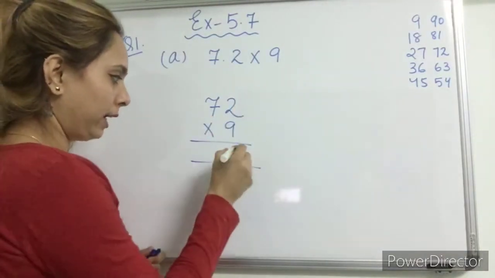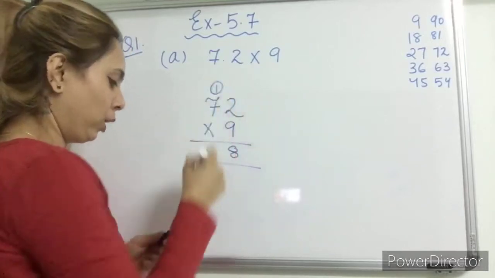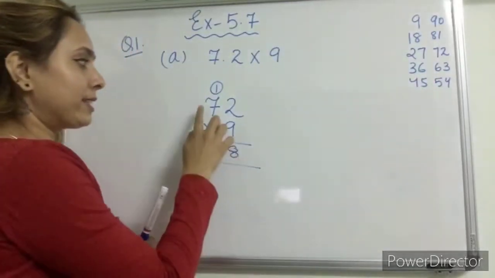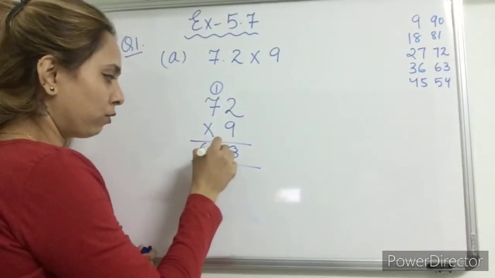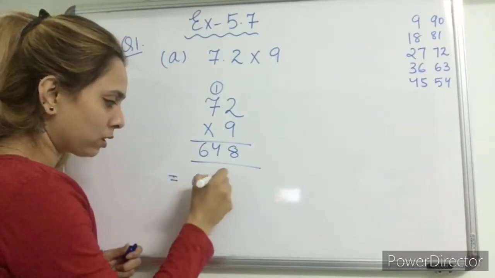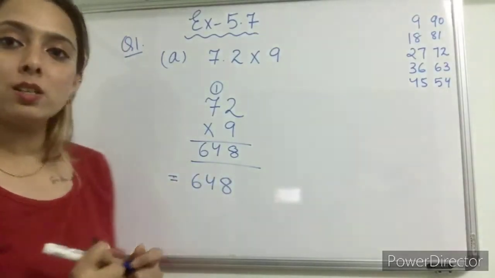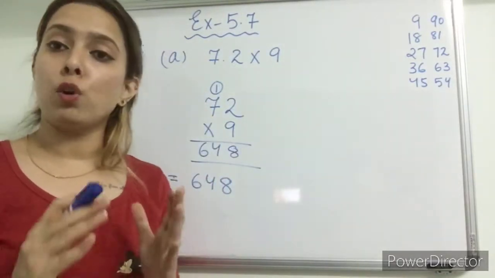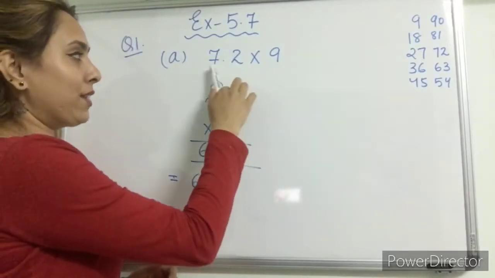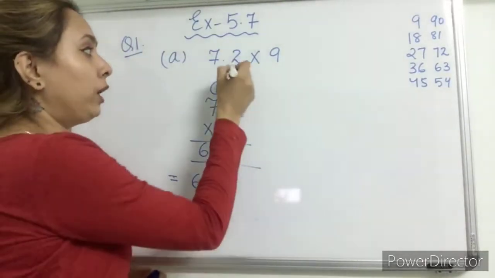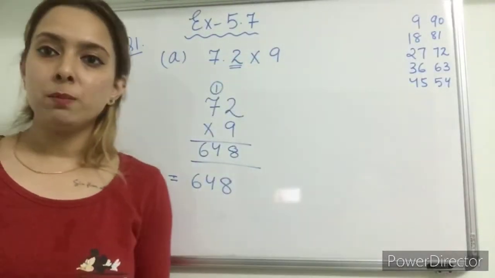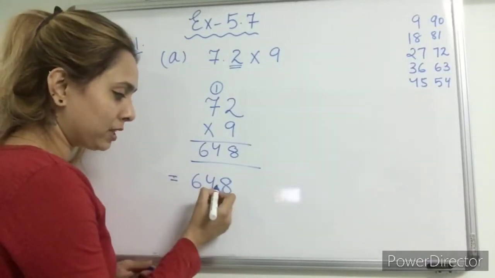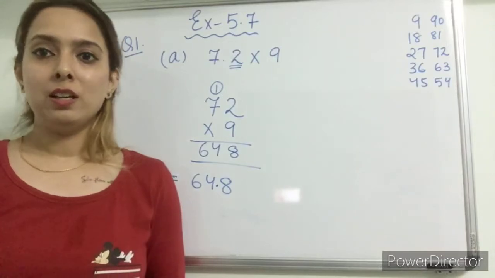9 2s are 18, 1 will be carried over. Now 9 7s are 63, 63 plus 1 is 64. So the product you have got is 648. Now this is not the answer. Your answer should also be a decimal number. Here in 7.2 we have only one decimal place, after the decimal we have only one number. So in our answer also we will put the decimal before one number.